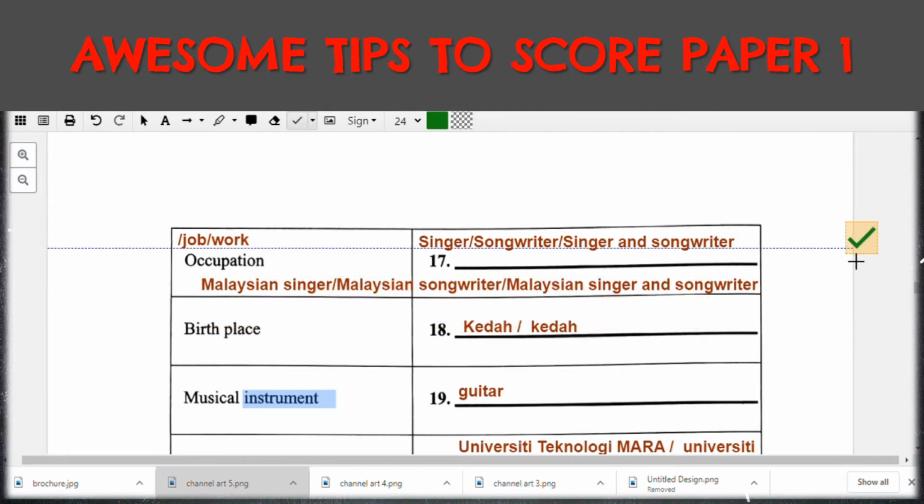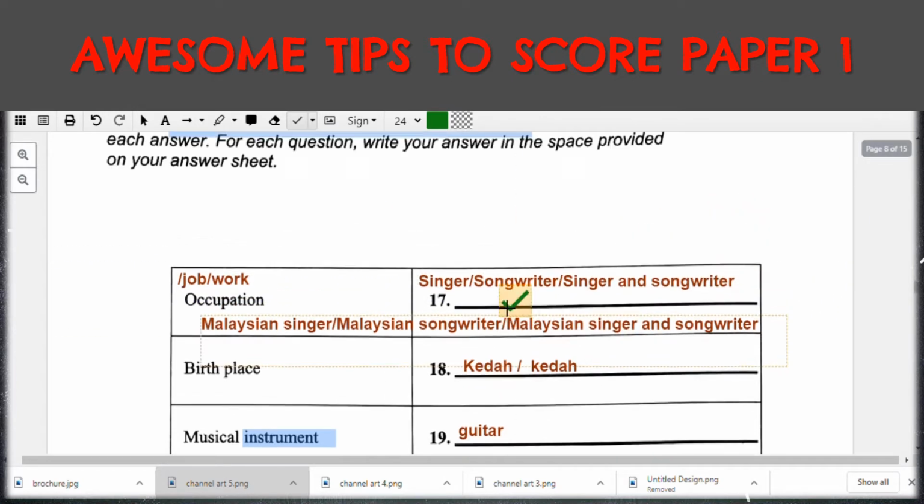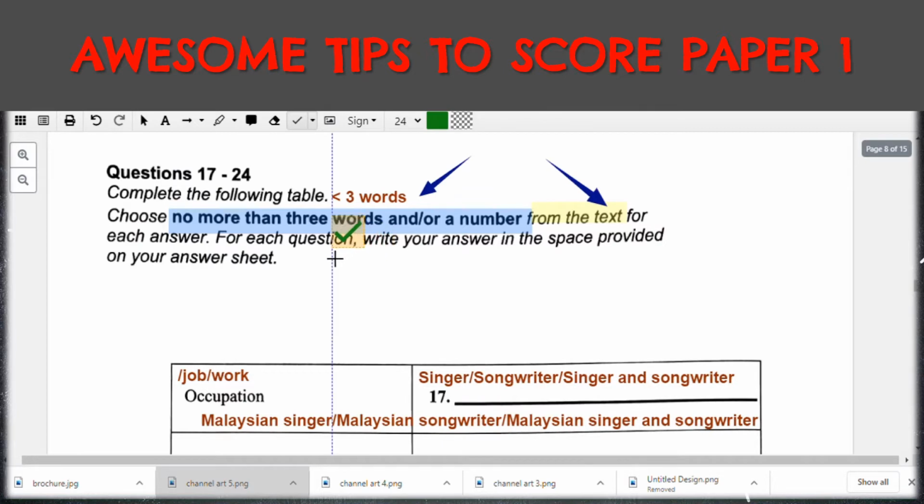Oh dear, so which is the correct answer? I write for you the possible answers, but you must remember, it must be not more than 3 words, and the answer must be from the text. Singer, how many words? 1. It can be accepted because it's also from the text. Songwriter, yes. Singer and songwriter, 1, 2, 3 words can be accepted.